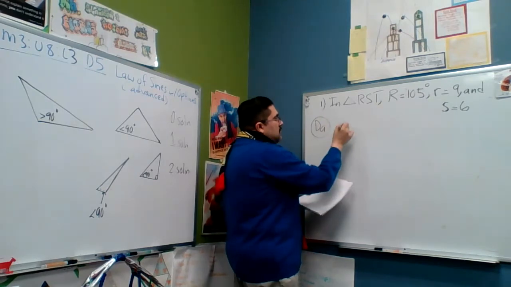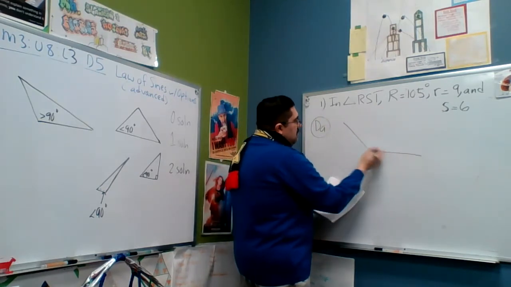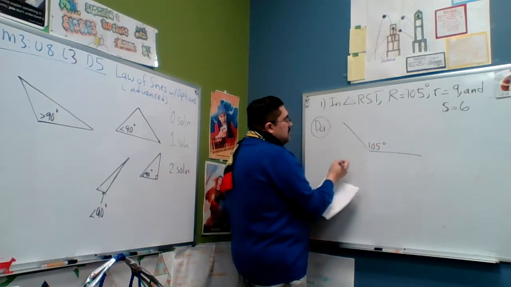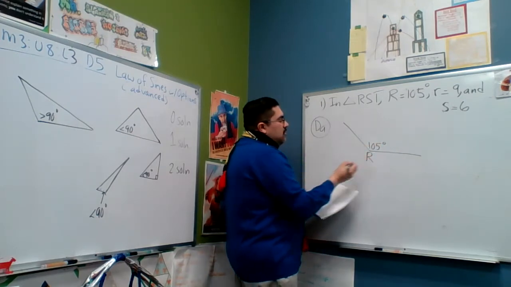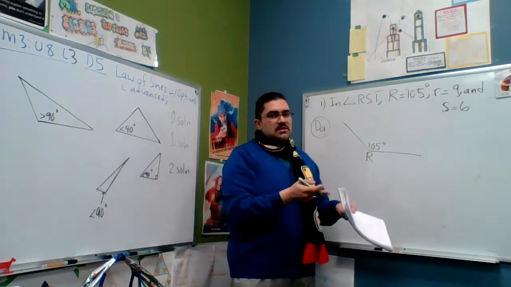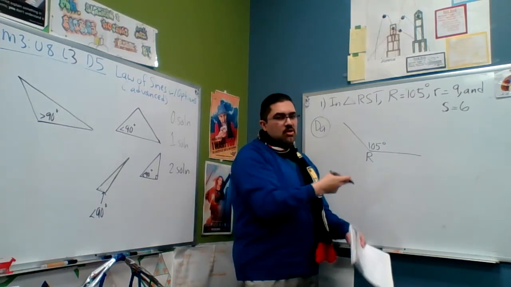If we draw this angle, this is this type of angle, right? 105. This is going to be my R. Usually I want to use A, B, and C. Doesn't really matter. In this case, you're going to notice we're not going to really get stuck.